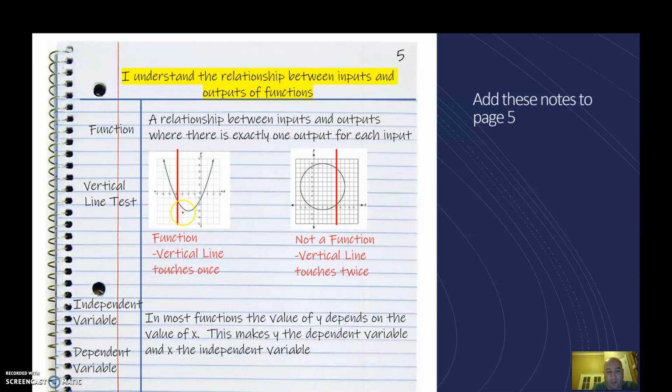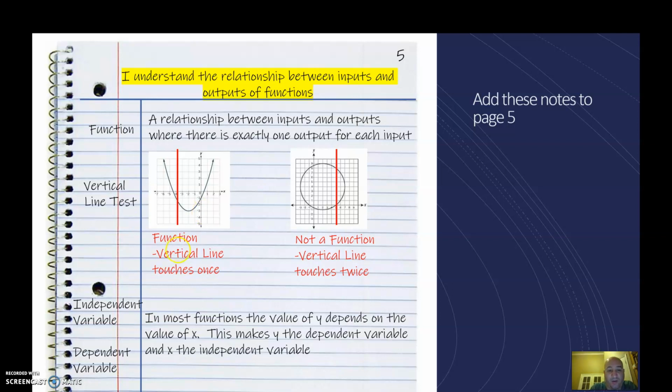So what's happening here is this vertical line test. If you have a picture of a graph, you can draw a vertical line at any time. If it hits more than once, it is not a function. So circles are not that special thing called a function. This parabola is. So if you could ever draw a vertical line and it hits the graph more than one time, it does not pass the vertical line test.